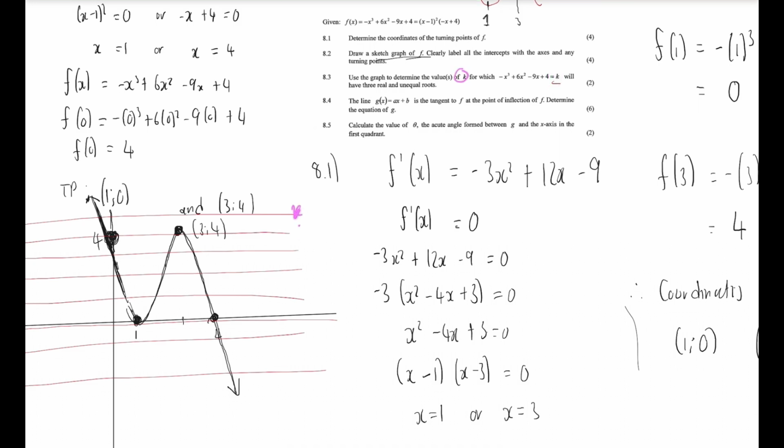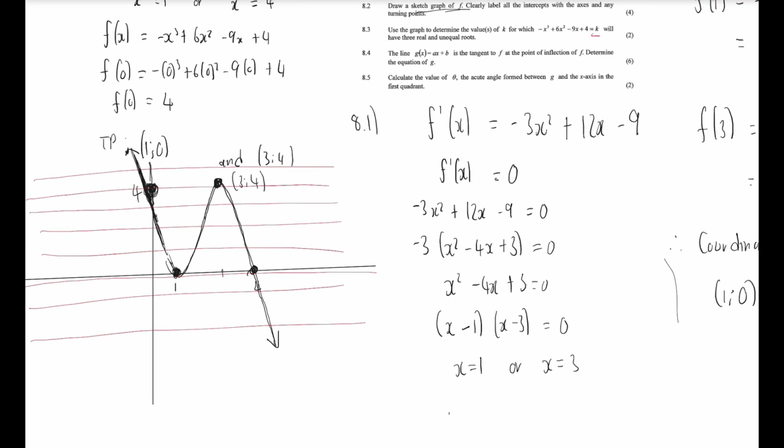So these are the values of k. This is k equals to something, k equals to something, and so on. So these are the values of k for which our graph will have 3 real and unequal roots. Real just means that they exist, unequal just means that they're not the same, and the roots just means x values. So we're looking for those values of k which correspond to 3 x values.